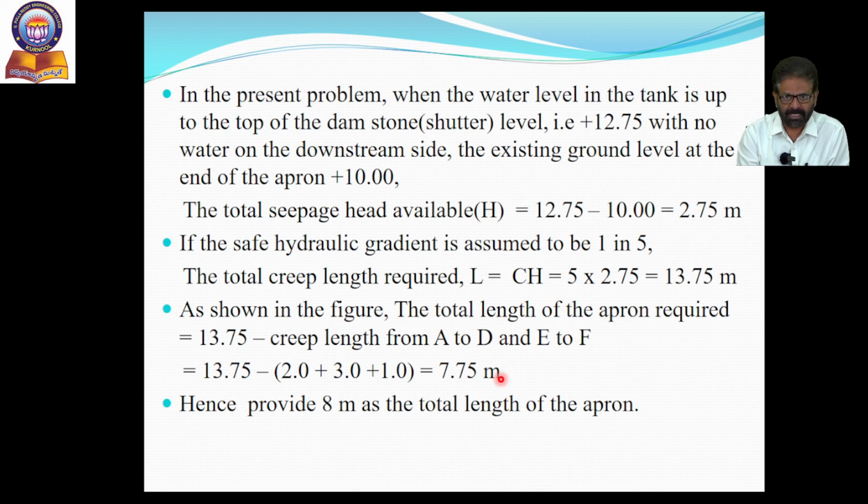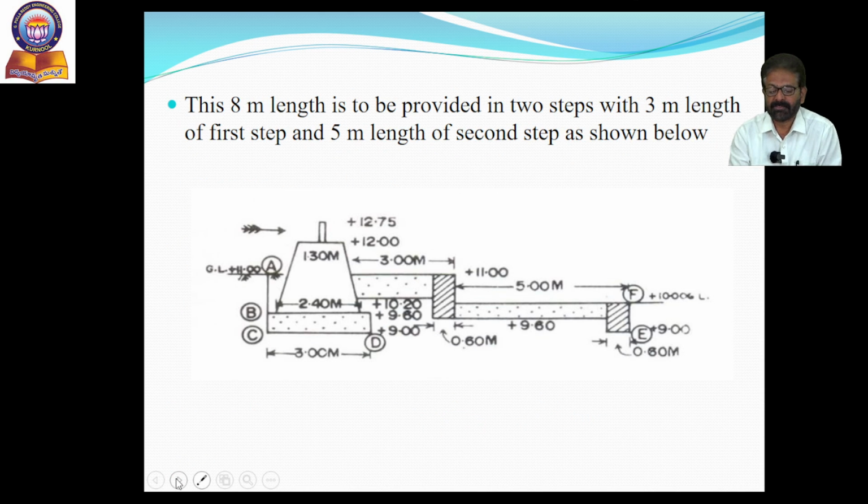It is very clear that the total creep length is different and the length of the apron is different. The total creep length is inclusive of the length of the apron. The apron is the horizontal floor, so the length of the horizontal floor required is 7.75. In other words, if you provide this much length of solid apron on the downstream side of the solid weir wall, we can protect the structure against piping, right? Therefore, make it a round figure: 7.75 is considered as 8 meters as the total length of the apron.